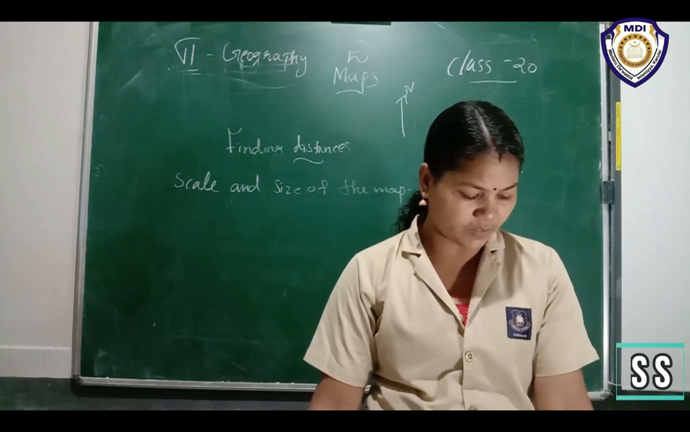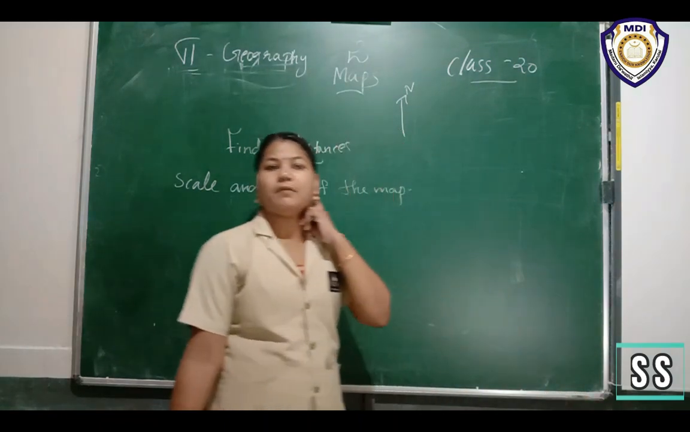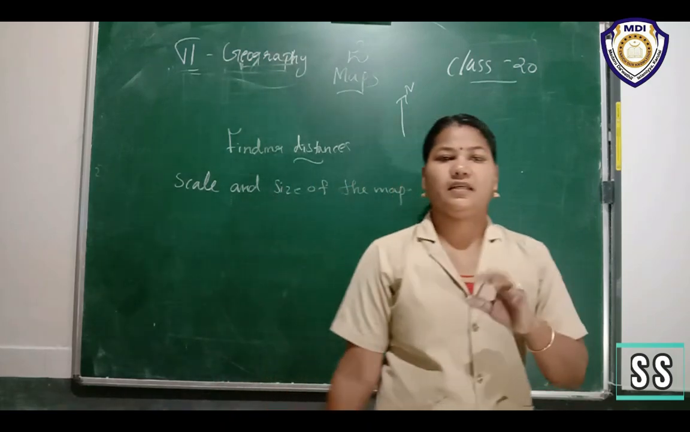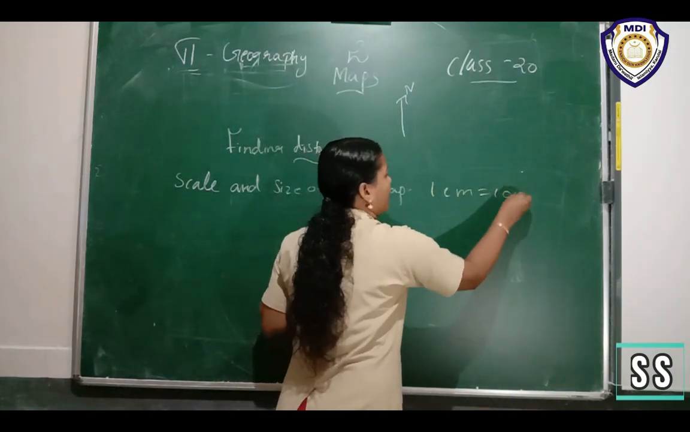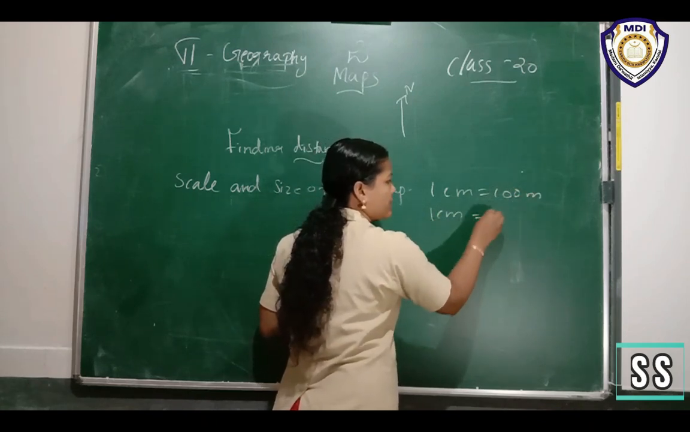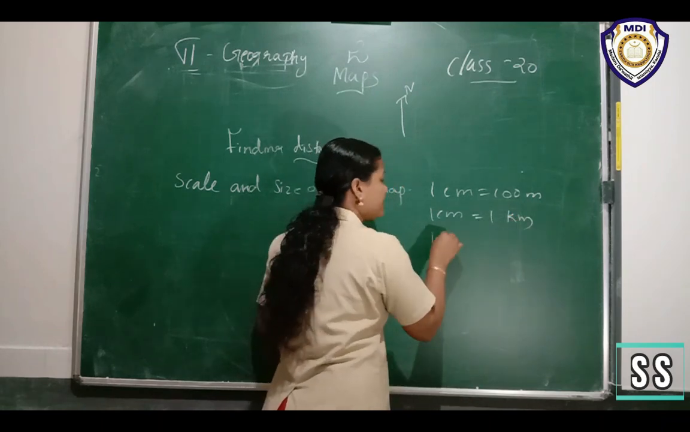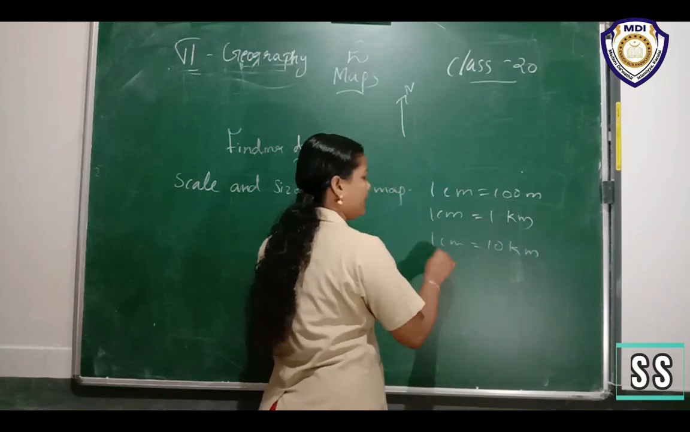Suppose 1 centimeter on the map shows 1 kilometer on the ground. I will choose a scale and base it on that. For example, 1 centimeter is equal to 100 meters, or 1 centimeter is equal to 1 kilometer, or 1 centimeter is equal to 10 kilometers.